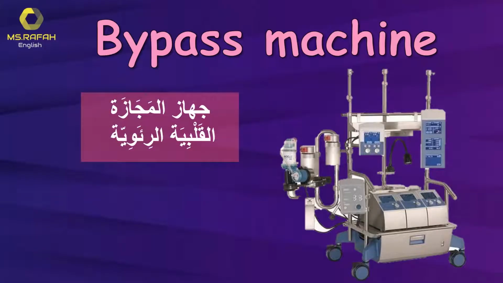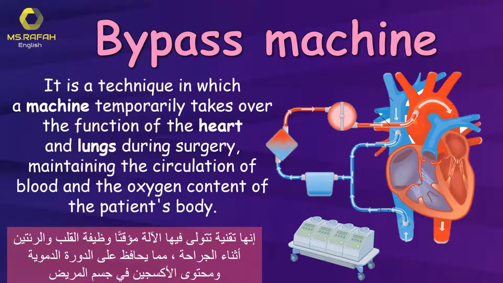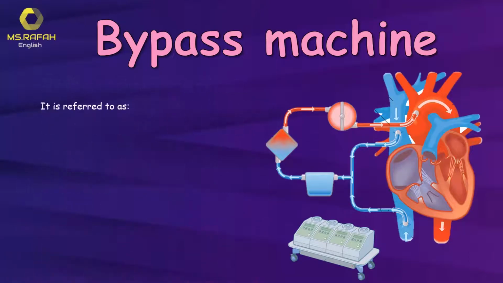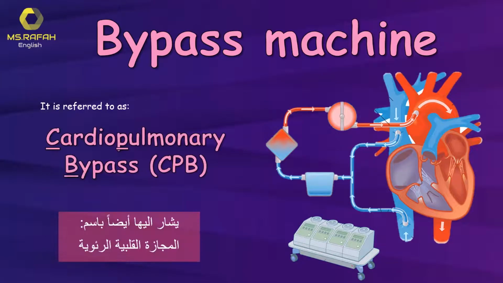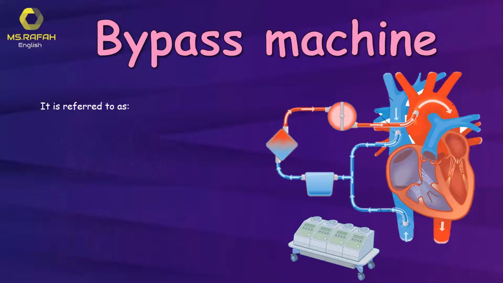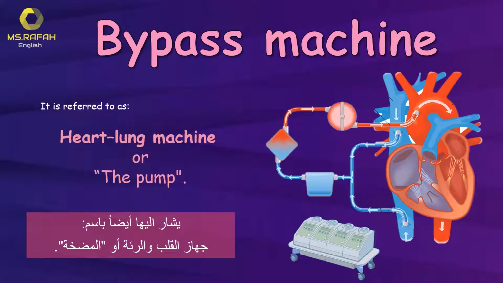Bypass machine. It is a technique in which a machine temporarily takes over the function of the heart and lungs during surgery, maintaining the circulation of blood and the oxygen content of the patient's body. It is referred to as cardiopulmonary bypass, CPB. Of course, you remember the word pulmonary, right? It means lungs. It is referred to as heart-lung machine or the pump.